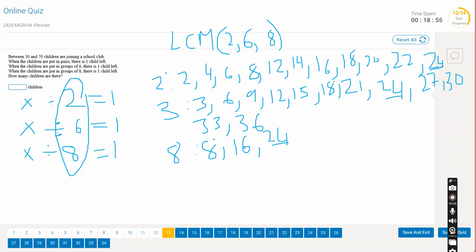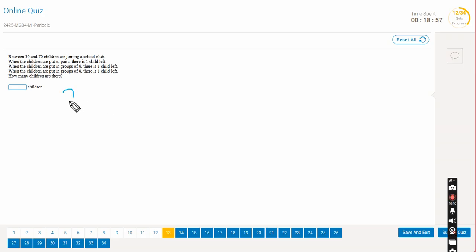24, 24, and 24. That's the number of students, 24, right? But we can't just stop here, because what did they tell us? It's a number between 30 and 70. So now we have to find the multiples of 24, so we can find how many students are actually joining the club. So 24 times 1 is 24, right? And remember, there's going to be an extra student that we need to add, so that the dividing becomes complete and that student also joins a group. So 24 plus 1 gives you 25.